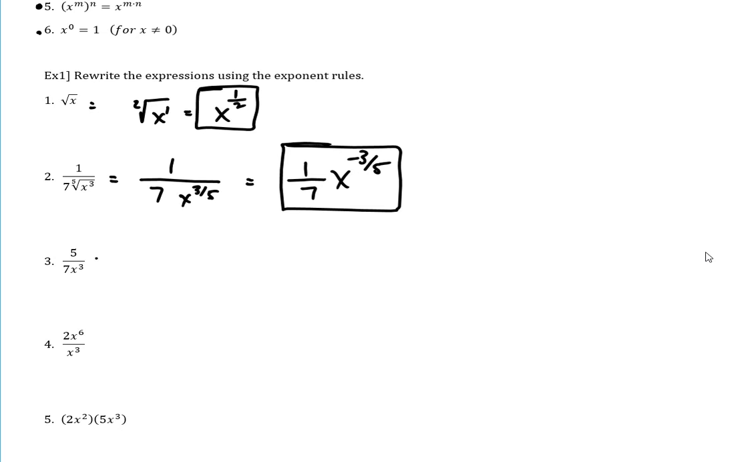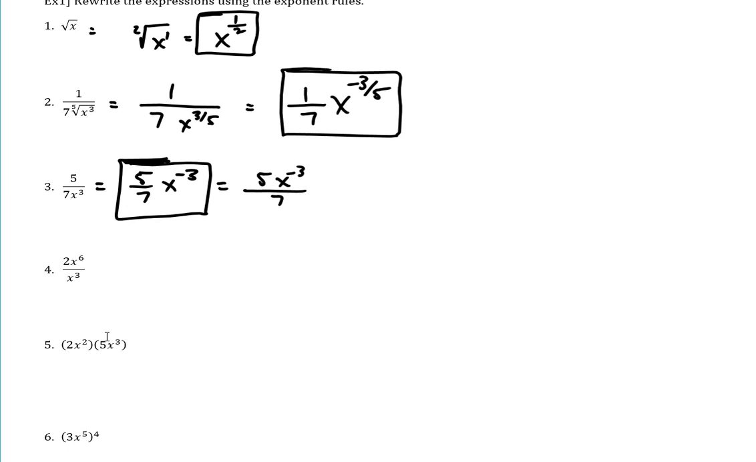Okay, and then our next one, 5/7. This one's actually easier than number 2. The 5/7 is just the coefficient hanging out front. The x to the 3rd, I don't want it down in the denominator, I want it to the side. It's the same thing, and I usually prefer to see it to the side, but if you prefer the other, do that. They are the same answer. I just use the rule: the positive power in the denominator, I'm moving up and making it a negative power.